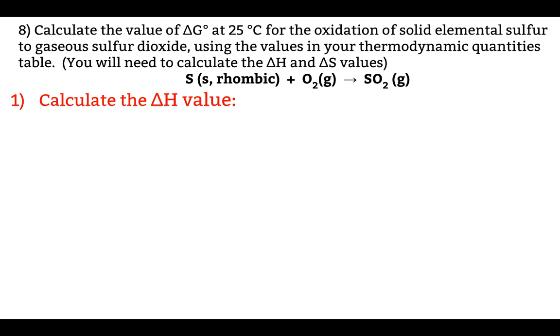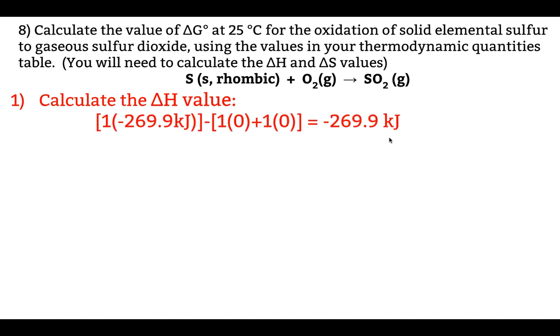So first, let's calculate the delta H value. We did this in number 6, so we're going to do products minus reactants. Remember, with the enthalpy value, an element itself has an enthalpy of 0. So it's going to be the sulfur dioxide gas, negative 269.9 minus 0. So our value is negative 269.9 kilojoules. Remember, a negative enthalpy, an exothermic reaction, is the favorable thing. So keep that in mind.